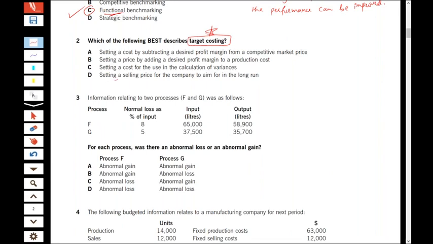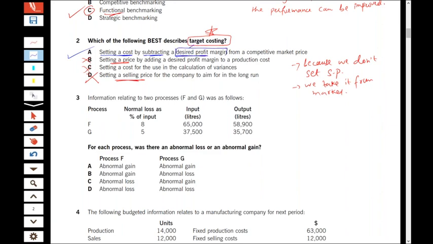Setting a selling price is wrong, because we don't set the selling price. We take it from the market. Now see, there is nothing to do with variances. Option A is correct: setting a cost by subtracting a desired profit margin, that is your target profit, from a competitive market price. So A is the correct option. That is target costing.